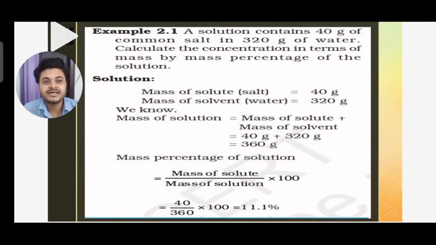Now we have to find the mass percentage of the solution. We know the formula: mass of solute by mass of solution into 100. So 40 is the mass of solute, the total mass of solution is 360, into 100, so the answer is 11.1. Again I repeat, it's 11.1. This is a very easy question. Mass of solute and solvent are given. First you find the mass of solution, then you calculate the percentage.